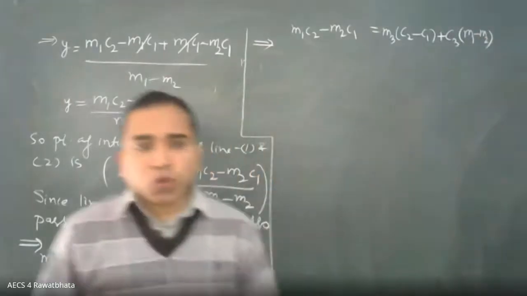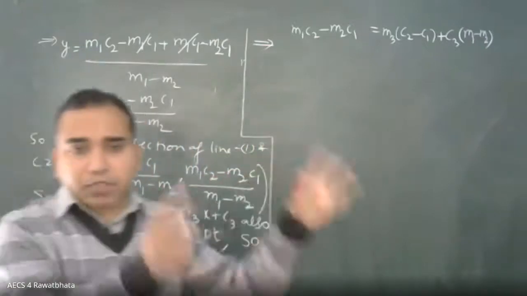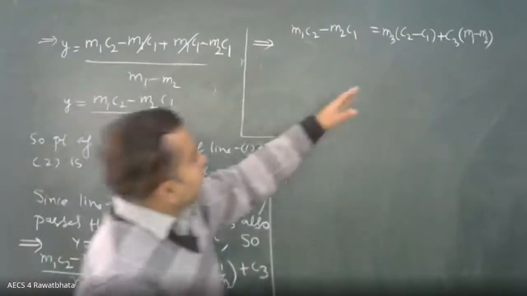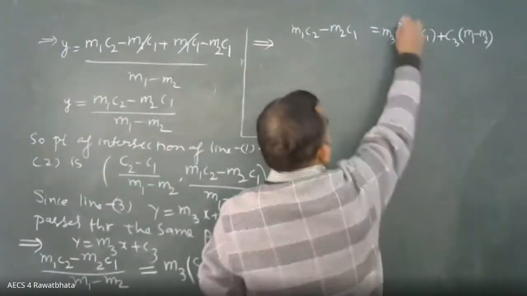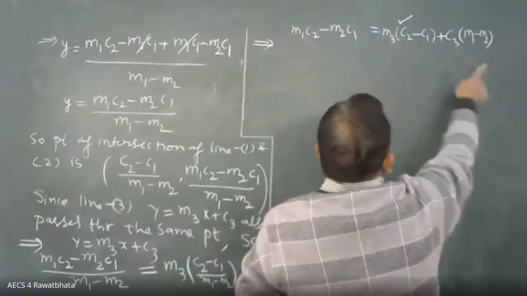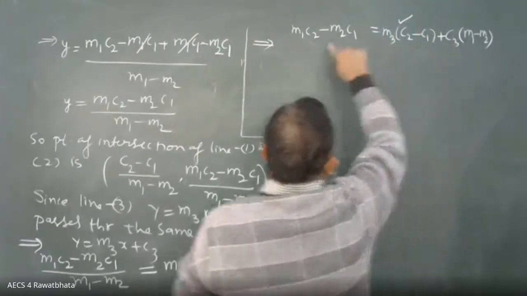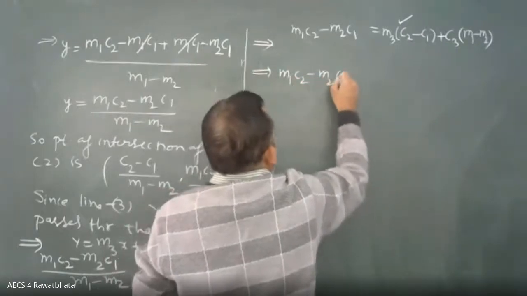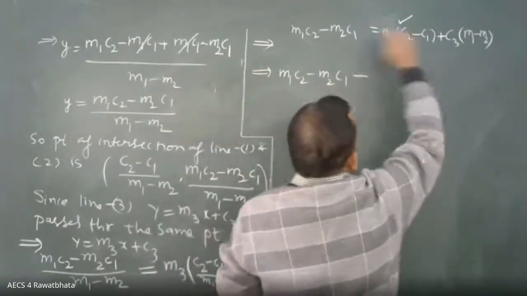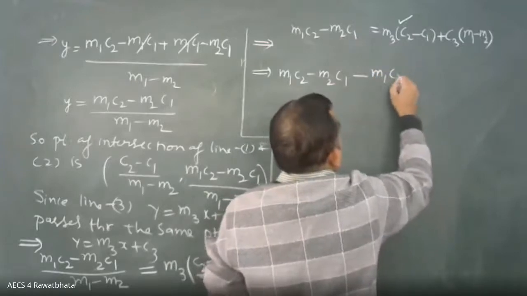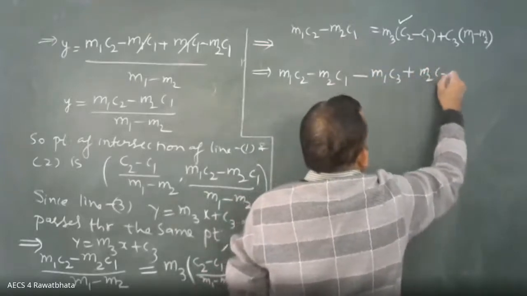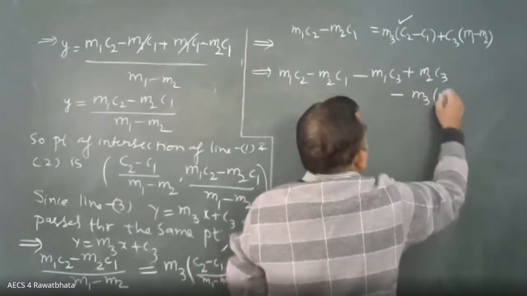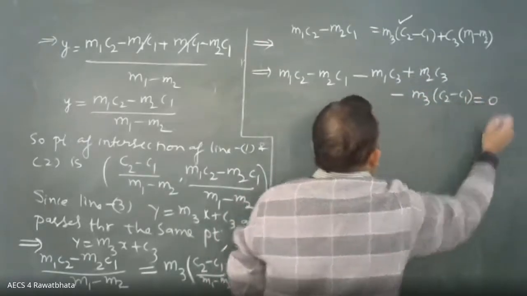If you see what we have to show, we have to show m1 multiplied with something plus m2 multiplied with something, so m1, m2, m3 should be common. M3 is common, this is quite okay, but these two terms are not okay. So let me take this in the left hand side, m1 c2 minus m2 c1 minus m1 c3 plus m2 c3. This also let us take in left, minus m3 c2 minus c1 equal to 0.